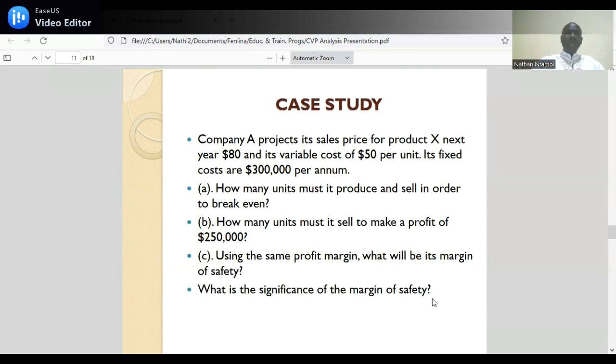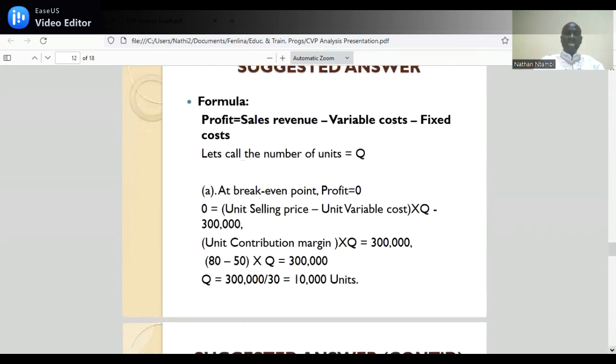A. How many units must it produce and sell in order to break even? B. How many units must it sell to make a profit of $250,000? C. Using the same profit margin, what will be its margin of safety? And lastly, what is the significance of the margin of safety? This is the suggested answer.